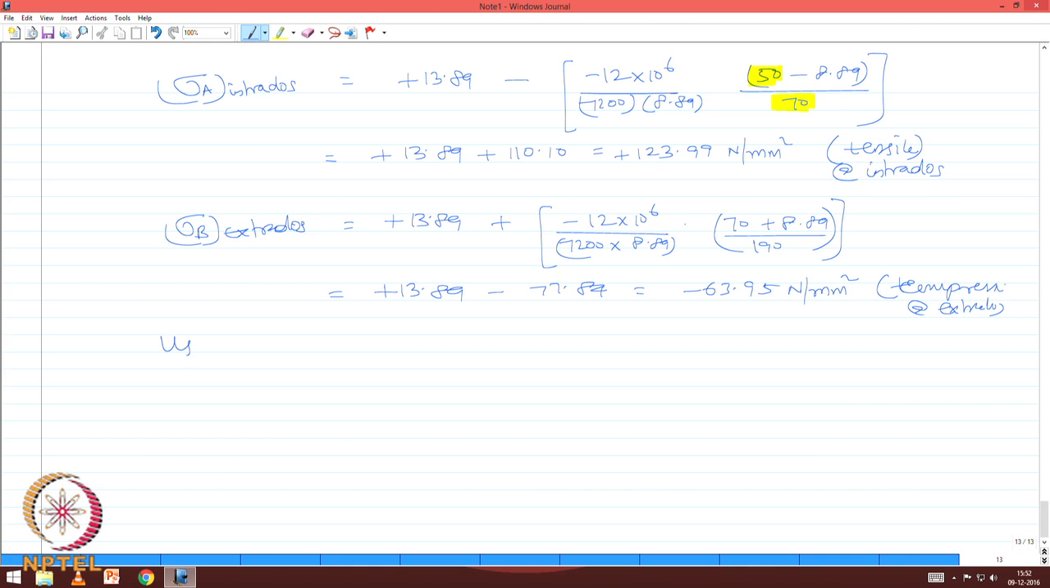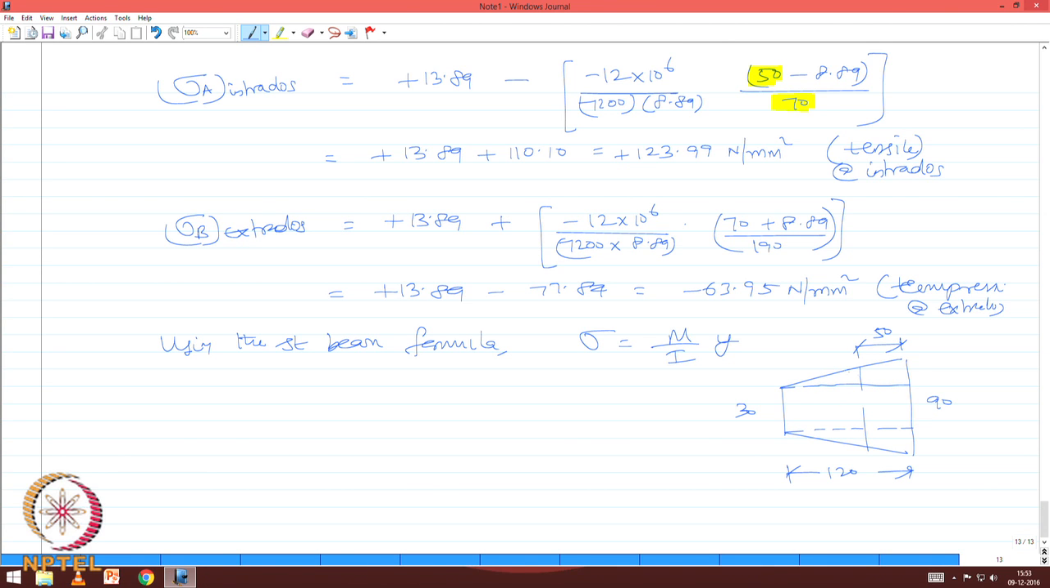If I use the straight beam formula, which is simply M by I into y, let us compare this. To do this, I must compute I value. Let us say this is my section, this is 90, 30, this is 120, and the CG is at 50. I divide this into two parts, 1, 2 and 3.